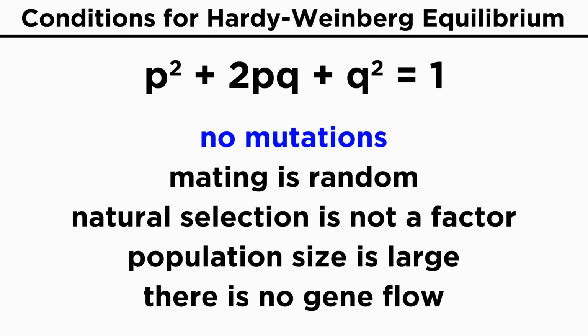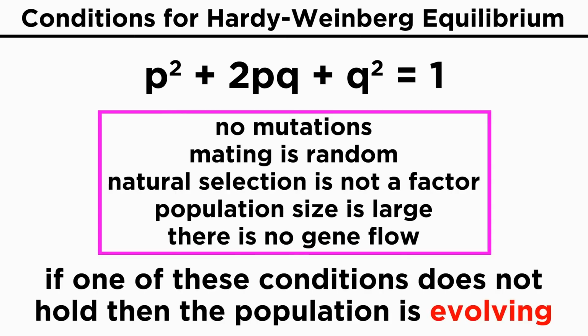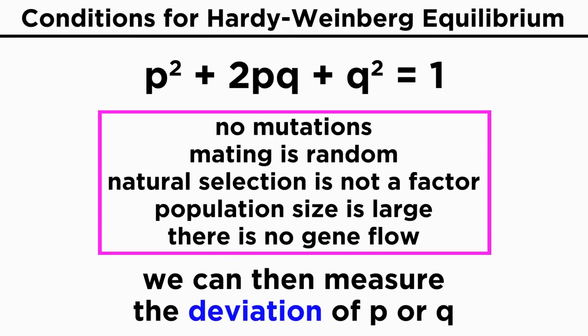These numbers will remain constant if there are no mutations, mating is random, natural selection is not a factor, the population size is large, and there is no gene flow, as these parameters are characteristic of a system in Hardy-Weinberg equilibrium. In such a case, measuring the frequency of any genotype allows us to calculate the others, as they must add up to 1. But when one of these assumptions no longer applies, the population is indeed evolving. So we can measure the deviation of P or Q from the expected value when examining genetic data, and the direction of the fluctuation can offer clues as to the mechanism at work.